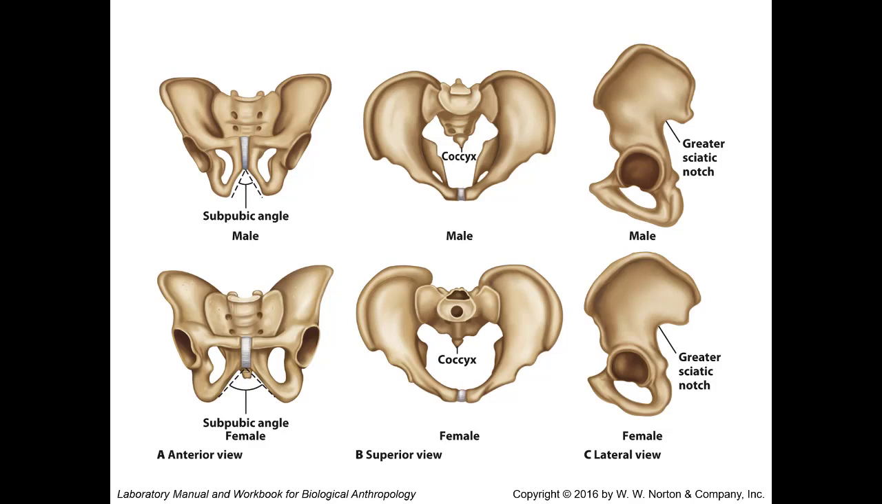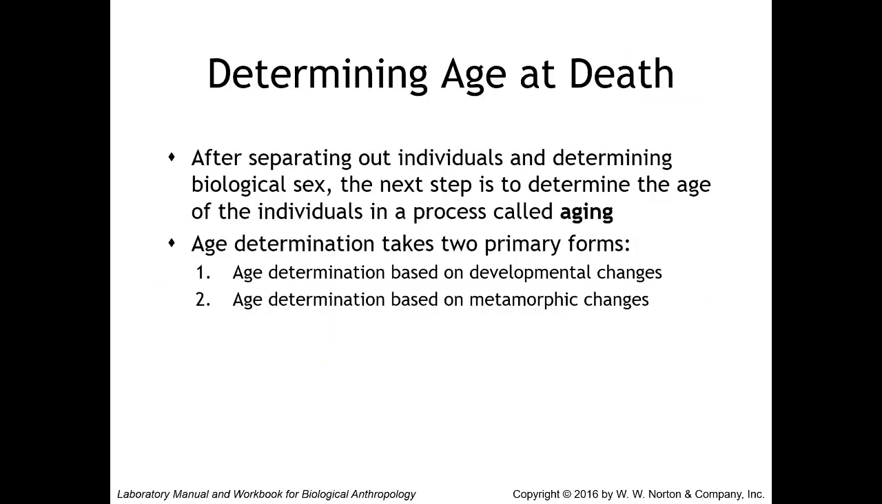So after we've determined the sex of the skeletal remains, next we have to determine the age at death. And so after we separate out the individuals and we determine their biological sex, again, we determine their age. So it takes two primary forms. The first is based on developmental changes, and then the second is based on metamorphic changes. So we'll do developmental first and then metamorphic.